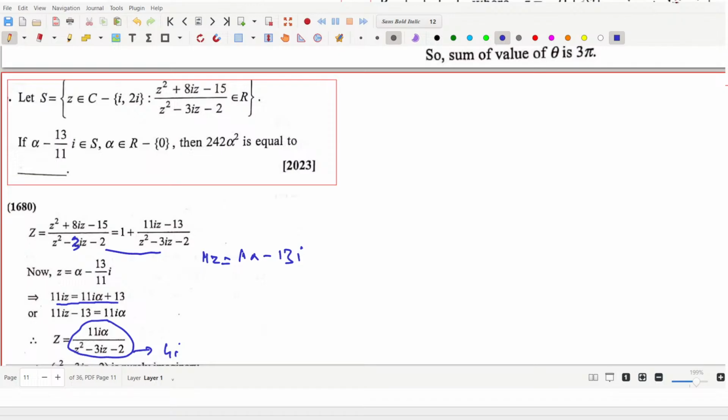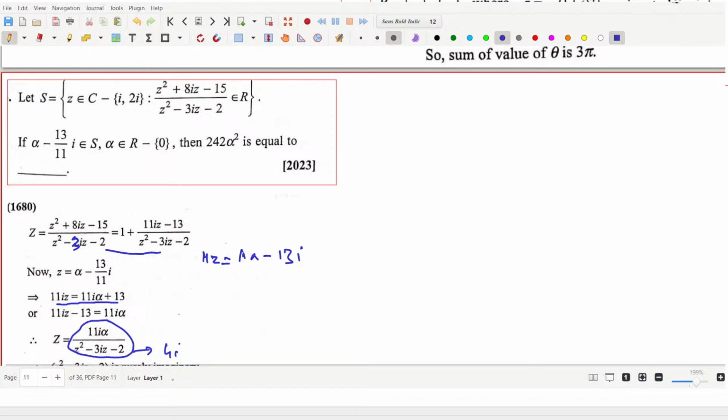Now the question asks for alpha power 14 plus beta power 14. The sine terms will get cancelled. You will be left with 2 cos 14 pi by 3. And there is this root 2 power 14 also. Root 2 power 14 is 2 power 7, that is 128, times 2 cos 14 pi by 3.